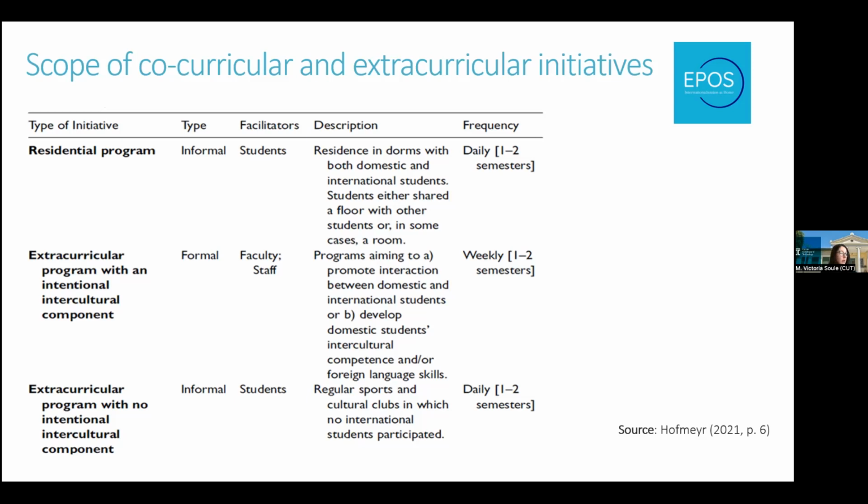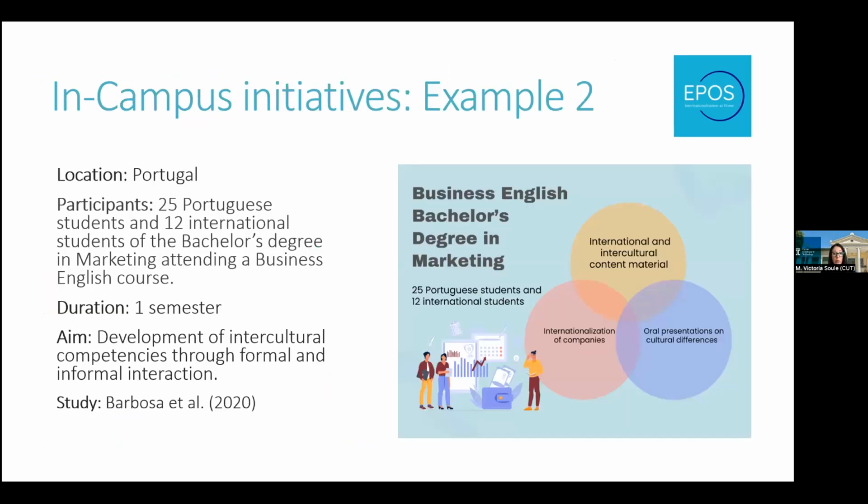The second example for in-campus initiatives is from Barbosa et al. This is an initiative that took place in Portugal with 25 Portuguese students and 12 international students of the bachelor's degree in marketing attending a business English course. The aim of this initiative was to develop intercultural competencies through formal and informal interaction during a semester. So how was this implemented?